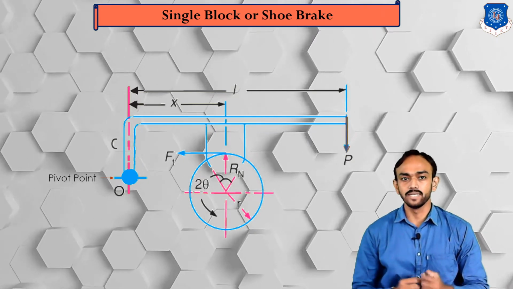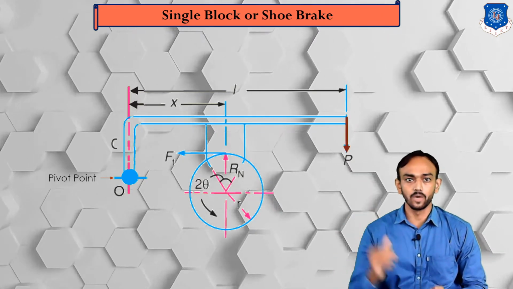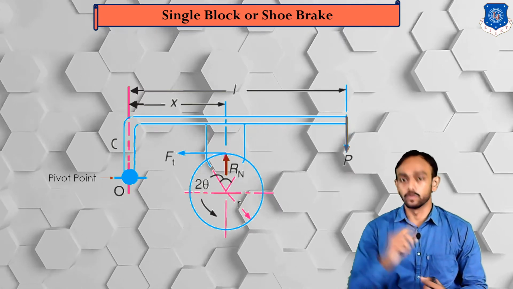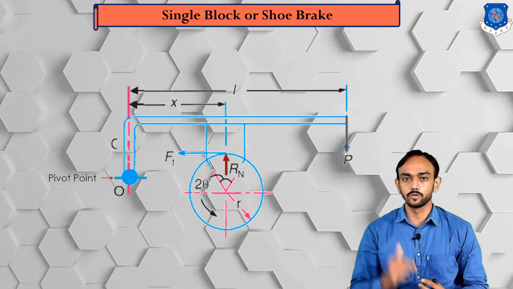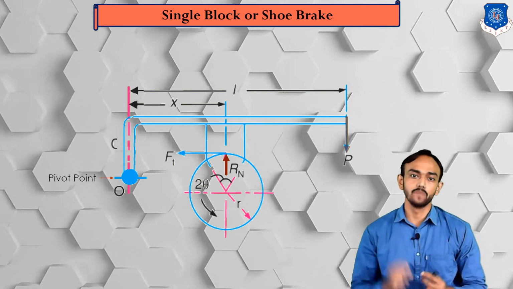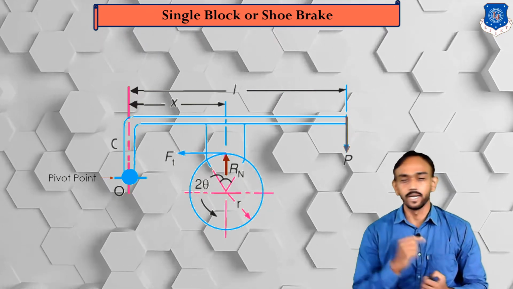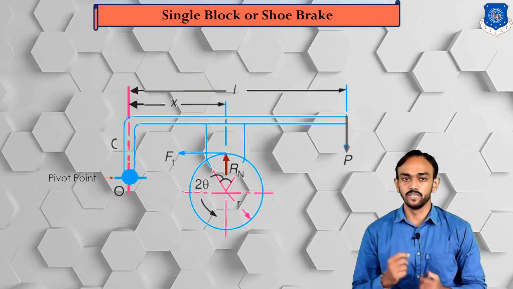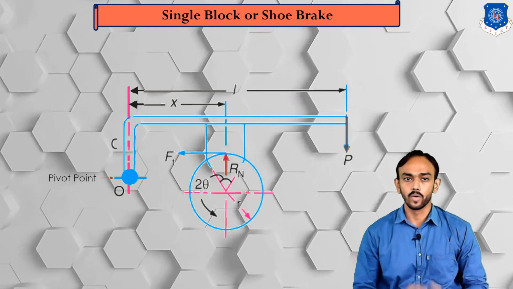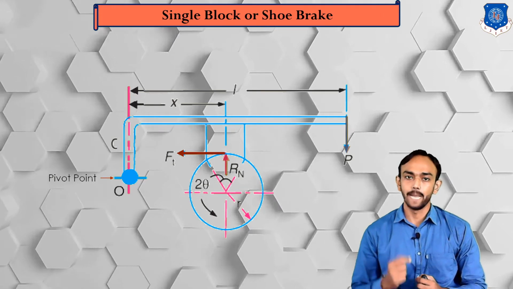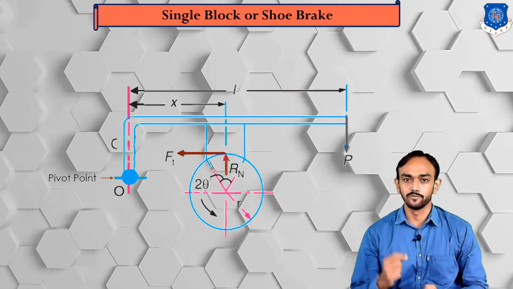When we apply the force P, what will happen? Due to this force on the shoe, a reaction force will be there at the surface of contact, and due to that a friction force will be generated, which you can see as Ft. Ft is a tangential friction force.